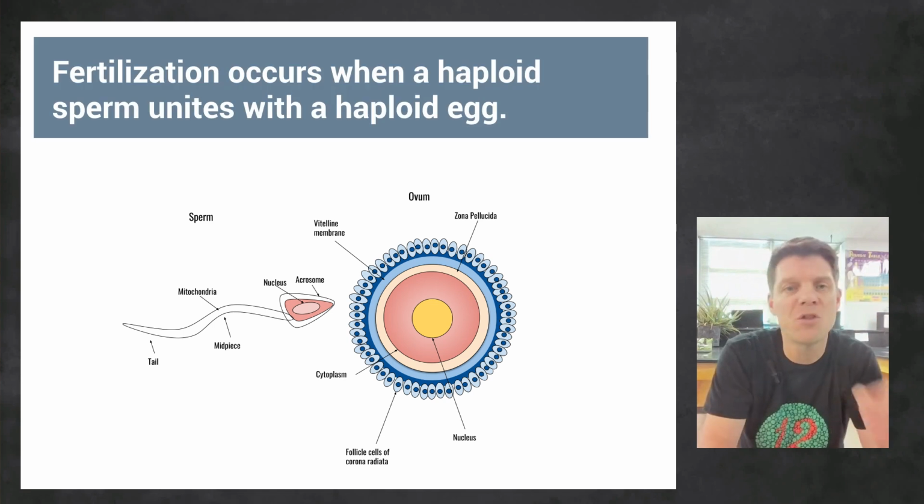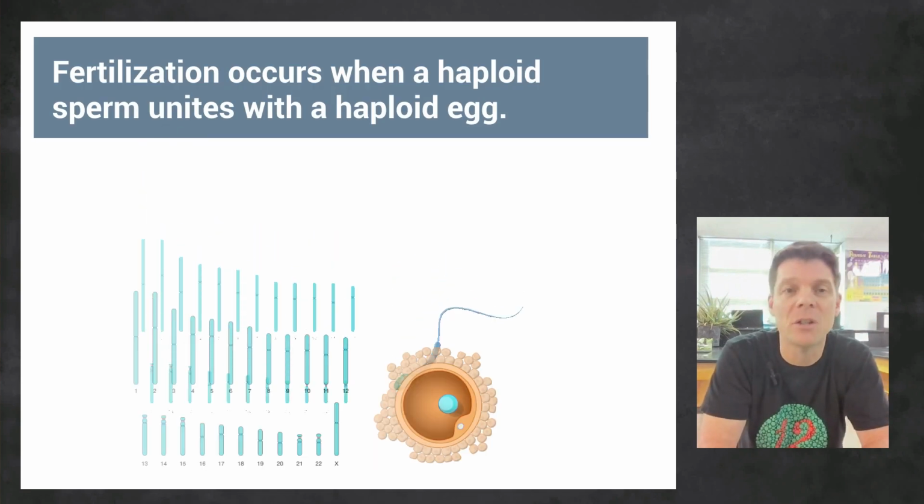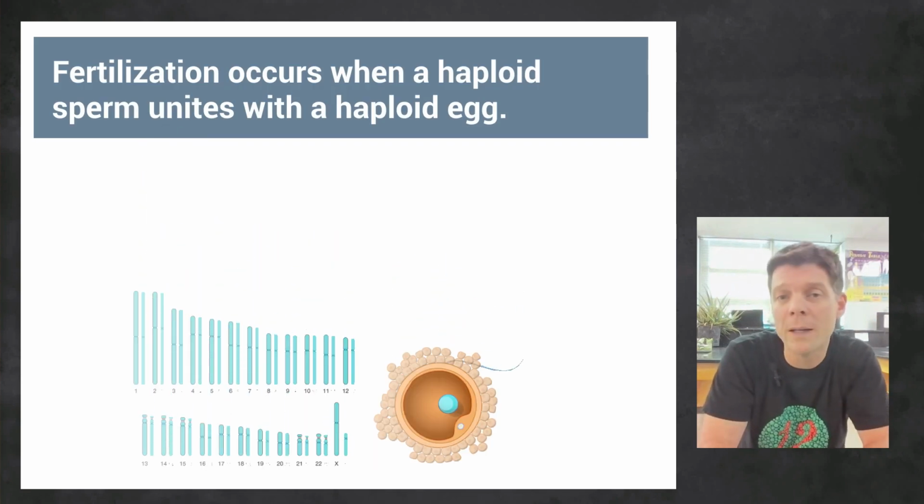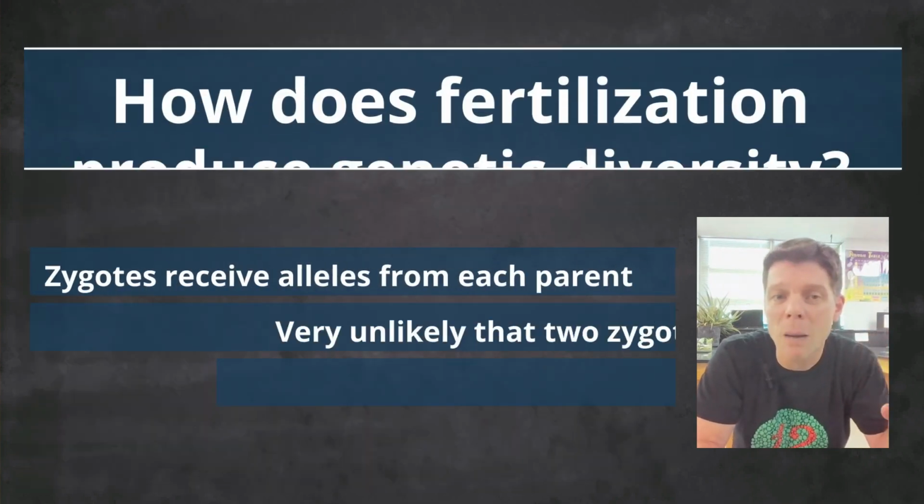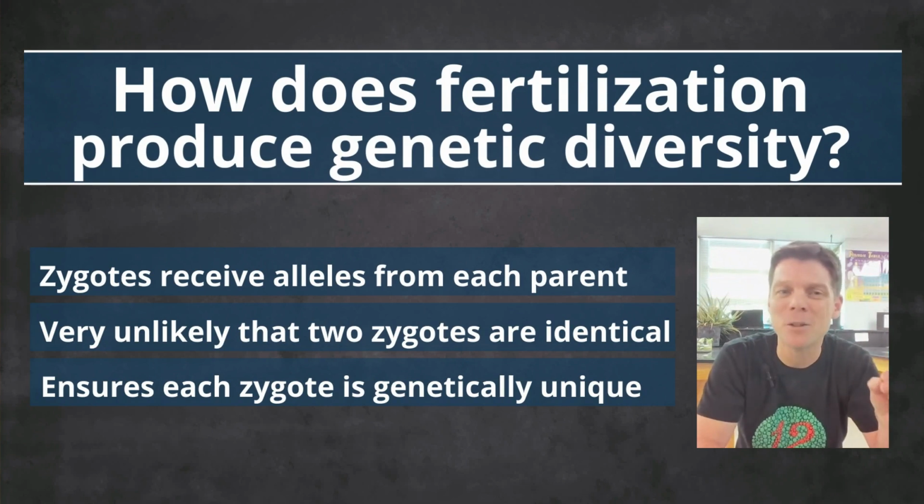The third source of genetic variation is fertilization. Each parent contributes one gamete. The zygote receives a combination of chromosomes from two different individuals. The probability of two zygotes with identical chromosome combinations forming is astronomically small. Fertilization ensures that every zygote has a one-of-a-kind genetic makeup.